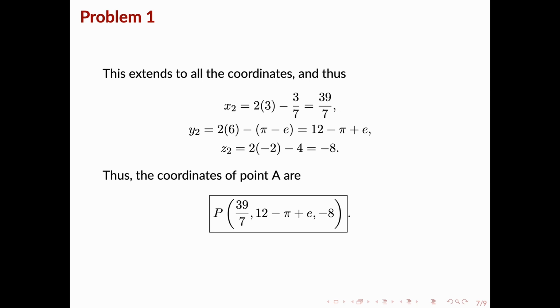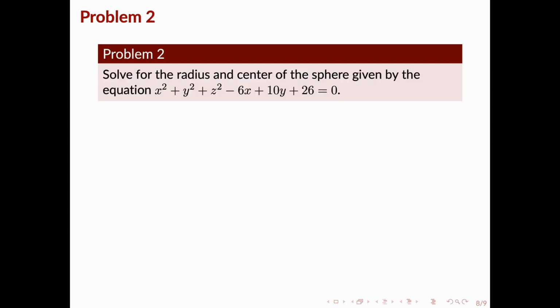Here in our next problem, we must solve for the radius and center of the sphere given by the equation x squared plus y squared plus z squared minus 6x plus 10y plus 26 equals 0. Again, just like in the previous problem, I recommend pausing the video and try to solve the problem by yourself and check if your answer is correct. Now, I will show you the solution.